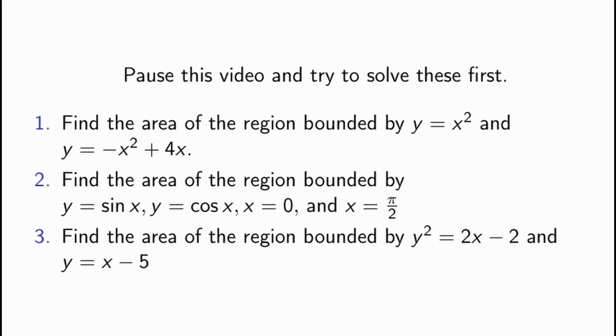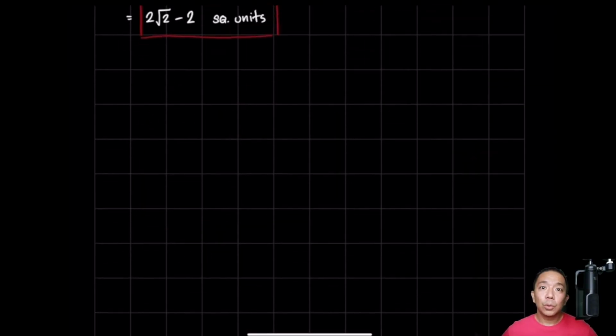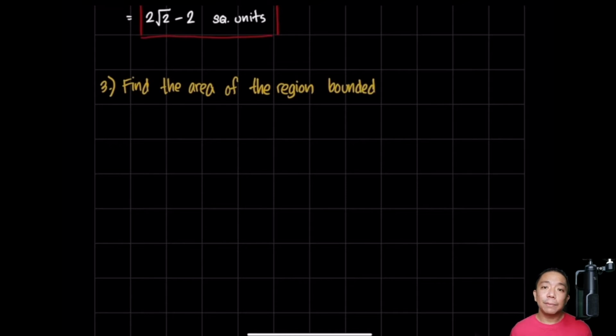Let's pick up from the previous video. So let's continue with item number 3. Okay, let's move on to our third problem. And here we want to find the area of the region being bounded by the curves y squared equals 2x minus 2 and y equals x minus 5.